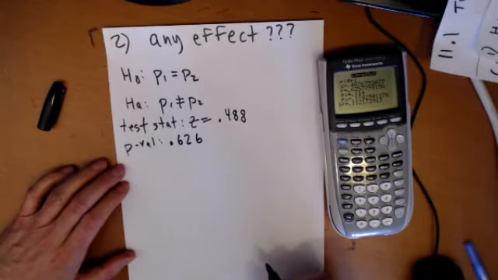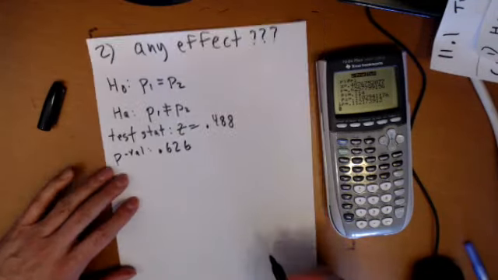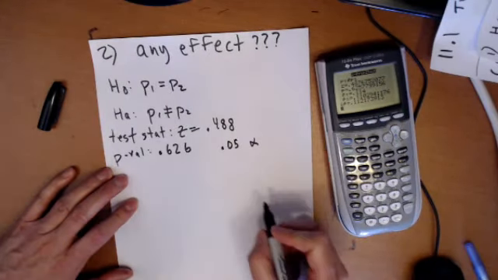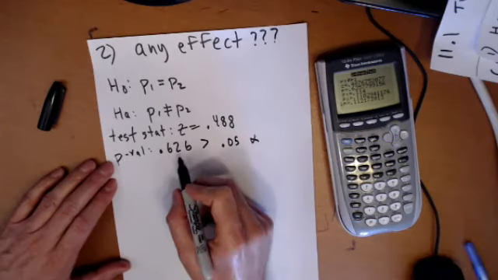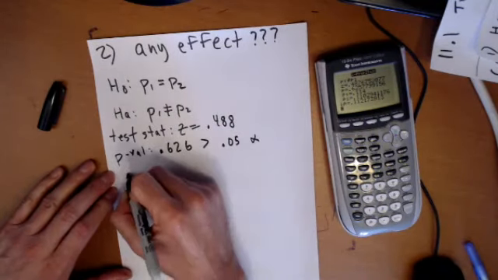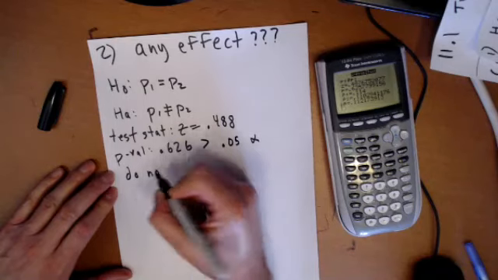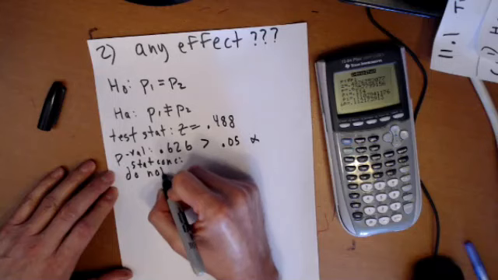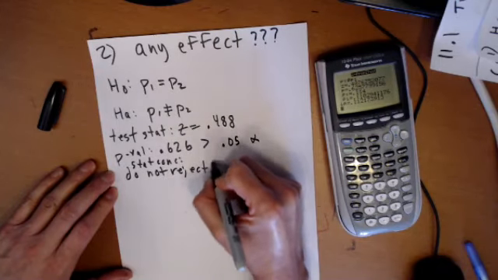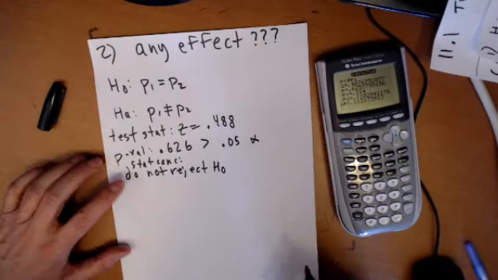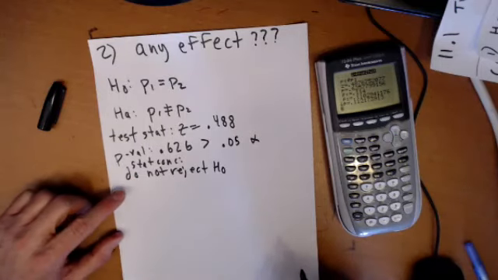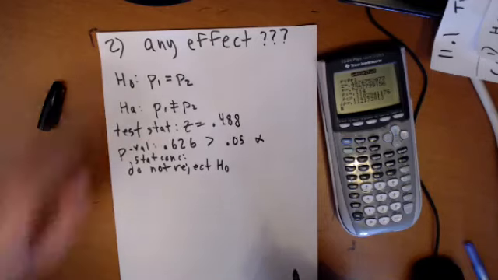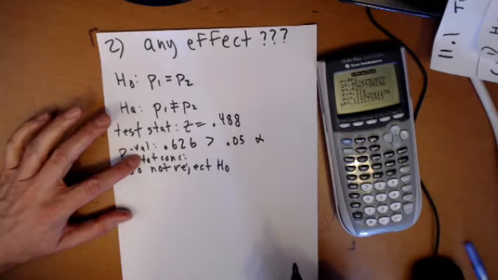Okay, alpha, that's my significance level. It says 5%. How does that compare to my 0.05, which is my alpha? That is greater than. If my p-val is greater than my alpha, then I say do not reject H0. So my statistical conclusion is do not reject H0. Some books say fail to reject H0. Sometimes I accidentally say that. Same thing. Notice that we accept nothing. We're being very careful with our words. Do not reject H0. Statistical conclusion.